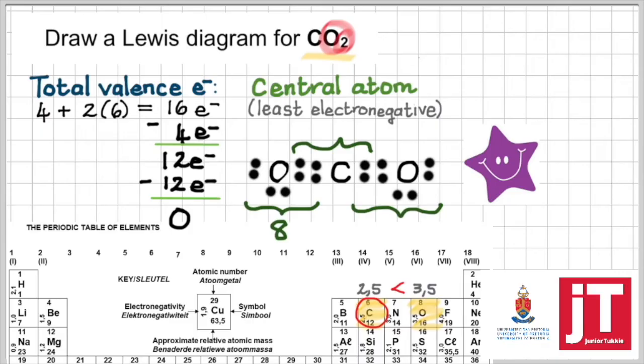Notice that between carbon and each oxygen atom, there are 2 pairs of electrons. This simply means that carbon forms a double bond with oxygen.